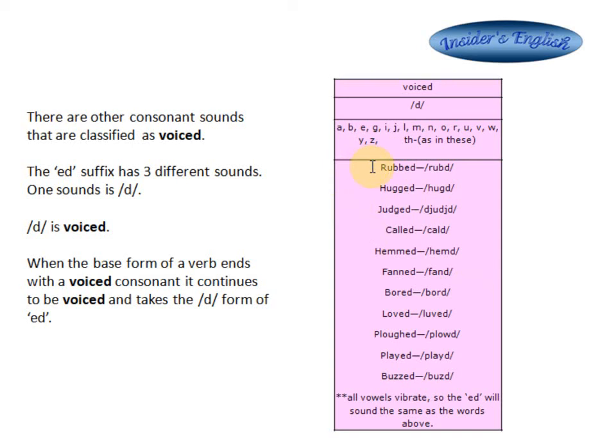Rubbed. Hugged. Judged. Called. Hemmed. Fanned. Bored. Loved. Plowed. Played. Buzzed.